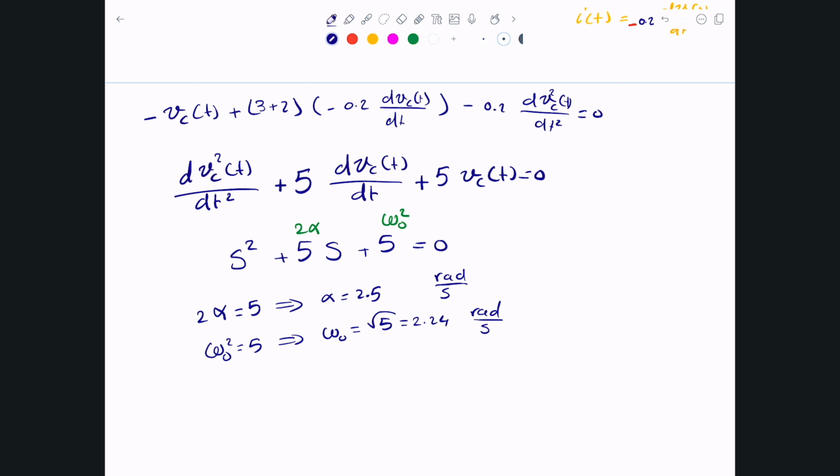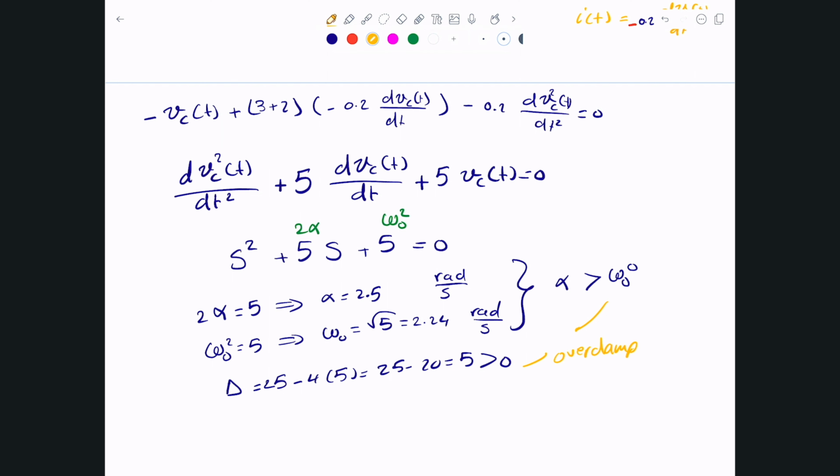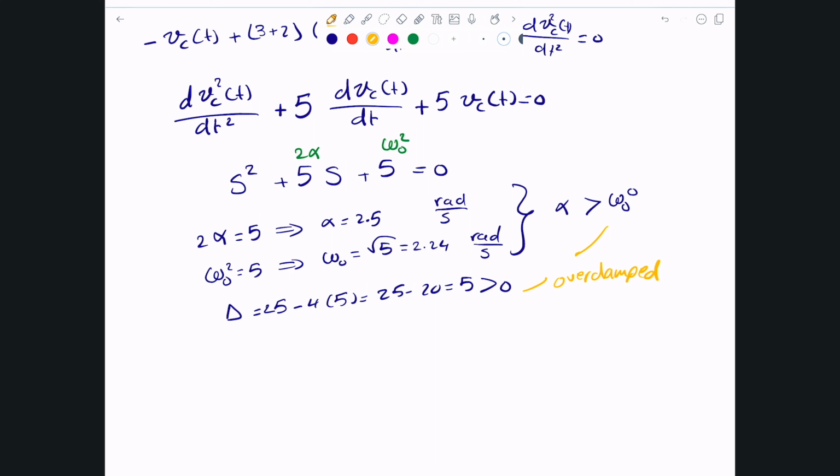Okay, so what you can do is compute the discriminant delta for this, which is 5 squared, which is 25, minus 4 times 5, which is just simply 25 minus 20, which is just 5. It's greater than 0. Or you can just tell me simply that alpha, which is 2.5, is greater than omega 0. So in both cases, you can tell me the response is overdamped. And if it's overdamped, we know what the solution should look like. The complementary solution, Vc of t, will just simply be k1 e to the power of s1 t plus k2 e to the power of s2 t.